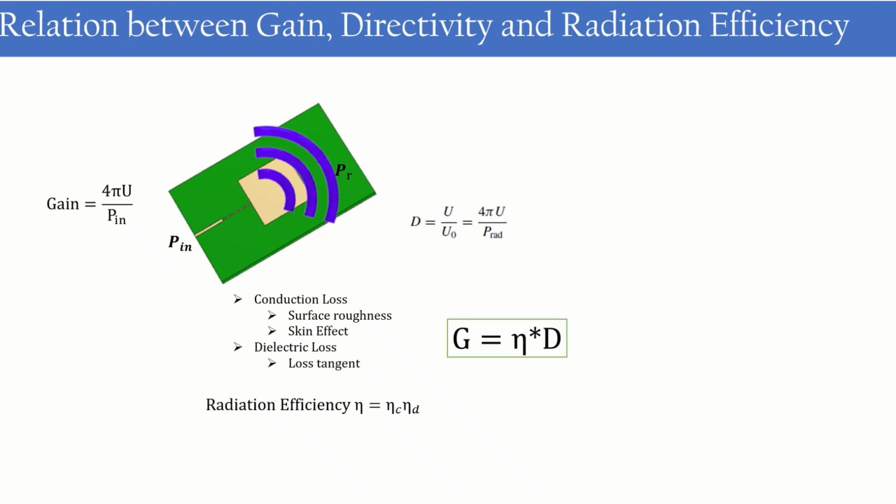So we can say that gain of the antenna is related to the directivity of the antenna by radiation efficiency by this equation. Gain is equal to eta into D, where eta is the radiation efficiency of the antenna. And we know that this radiation efficiency depends upon the conduction and dielectric losses. So let's see in some examples, if we have no dielectric losses, what will be the impact on the gain and the directivity.